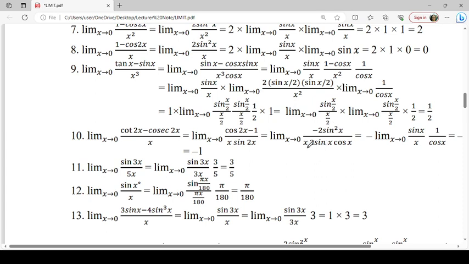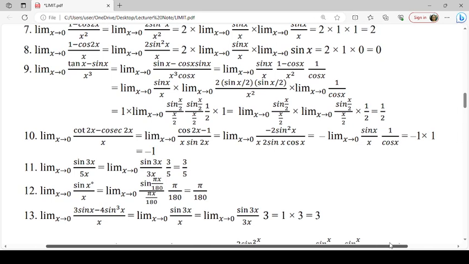Here sin 2x is 2 sin x cos x, so 2 sin x cancels out. Then sin x by x, and 1 by cos x. So this limit is 1, and the denominator cos x is 1, so the answer is minus 1. Then sin 3x by 5x.